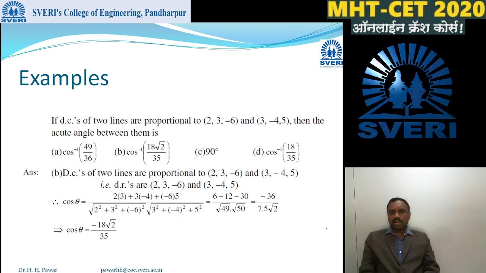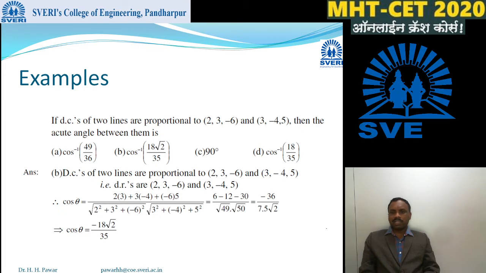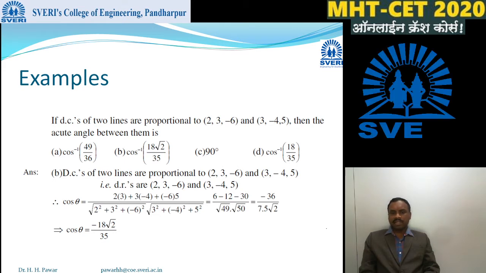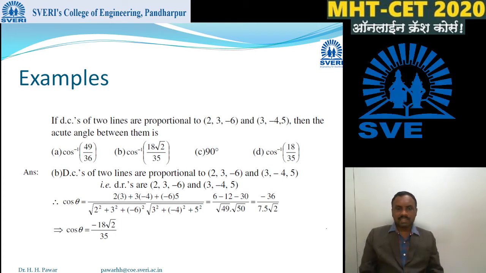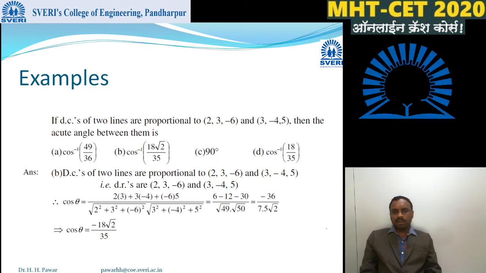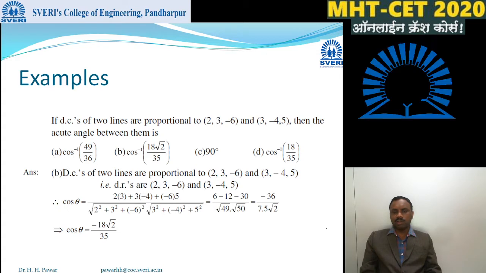As here direction cosines of two lines are given as proportional numbers, these are nothing but direction ratios of that line. That is, direction ratios are 2, 3, minus 6 and 3, minus 4, 5. Hence formula for cos theta is equal to a1 a2 plus b1 b2 plus c1 c2 divided by square root of a1 square plus b1 square plus c1 square into square root of a2 square plus b2 square plus c2 square.